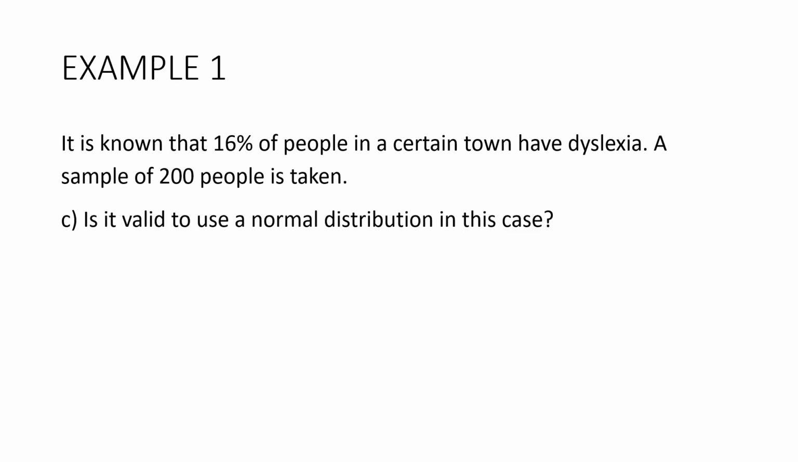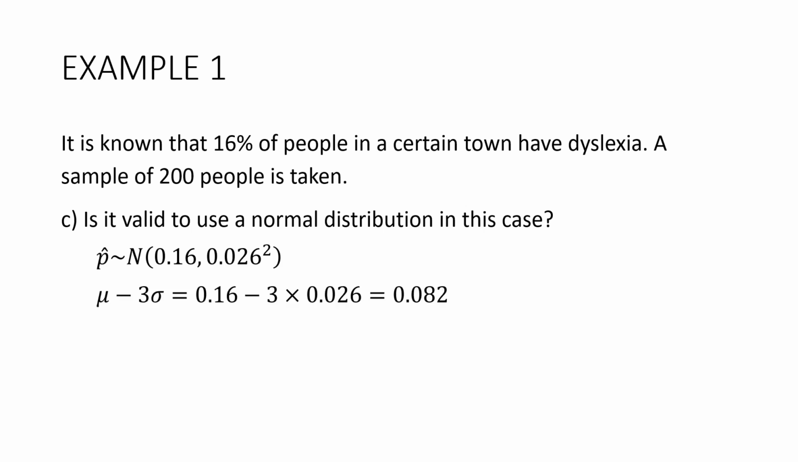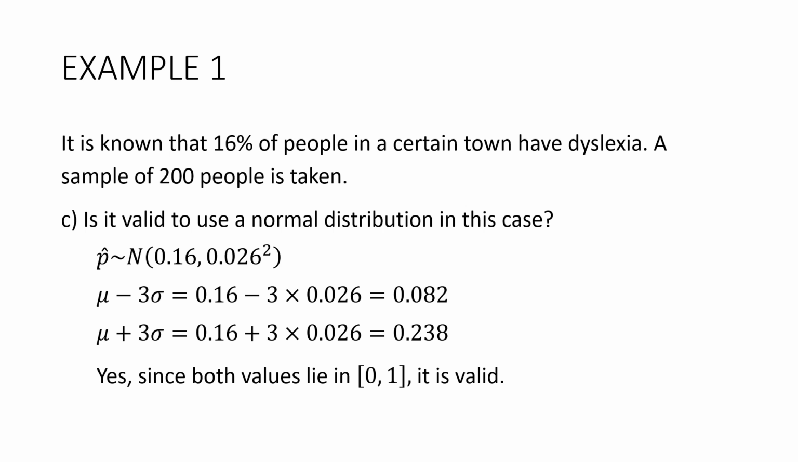C, is it valid to use a normal distribution in this case? So we're going to work out 3 standard deviations either side of the mean. So mu take away 3 standard deviations is 0.082. Mu plus 3 standard deviations is 0.238. So yes, since both values lie in that interval 0 to 1, it is valid.